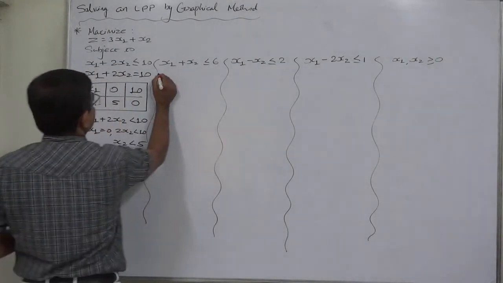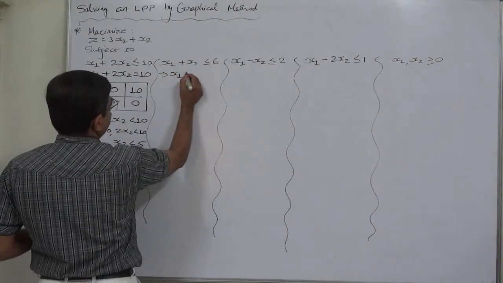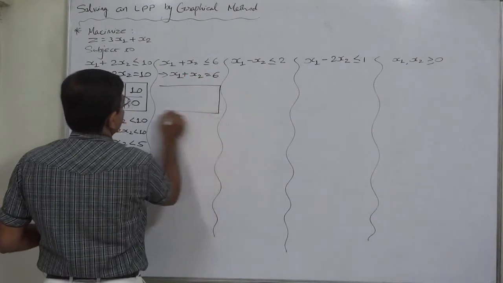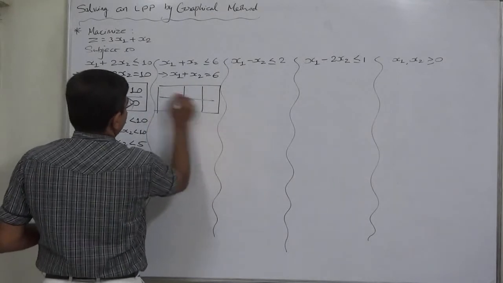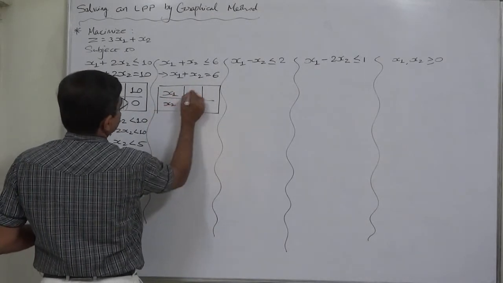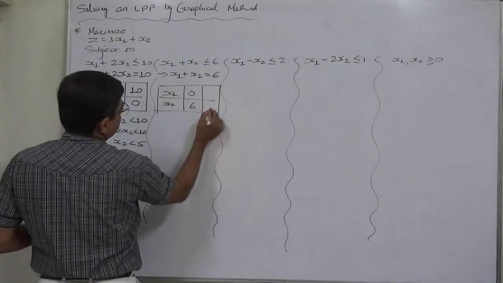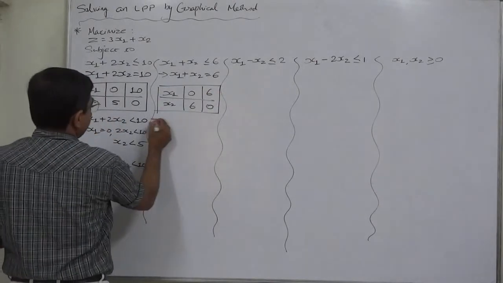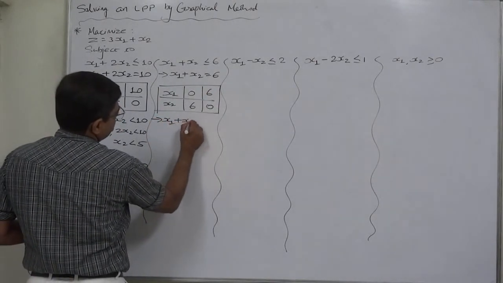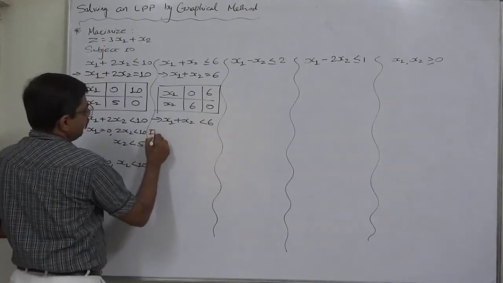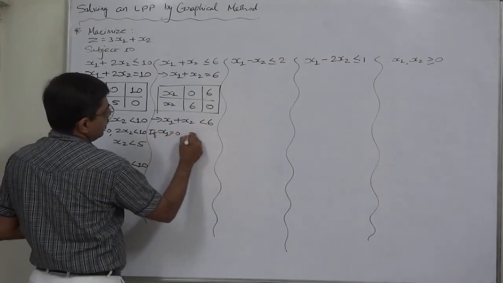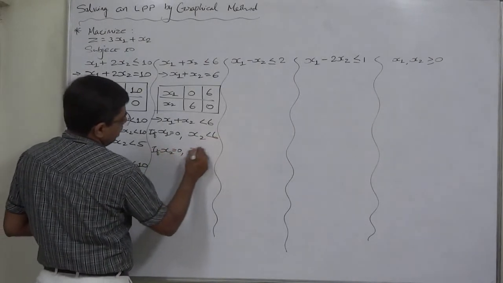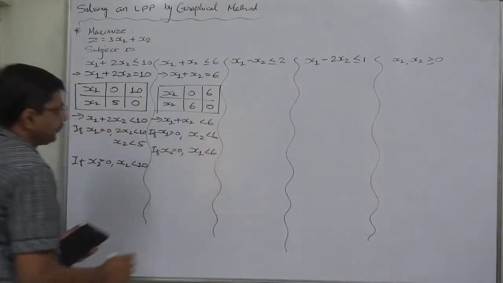Next is x1 plus x2 less than or equal to 6. So equality part is x1 plus x2 equals to 6. And if x1 takes value 0, it is x2 equals to 6. If x2 takes value 0, it is x1 equals to 6. Inequality part will be x1 plus x2 less than 6. If x1 takes value 0, then x2 is less than 6. If x2 takes value 0, then x1 is less than 6.